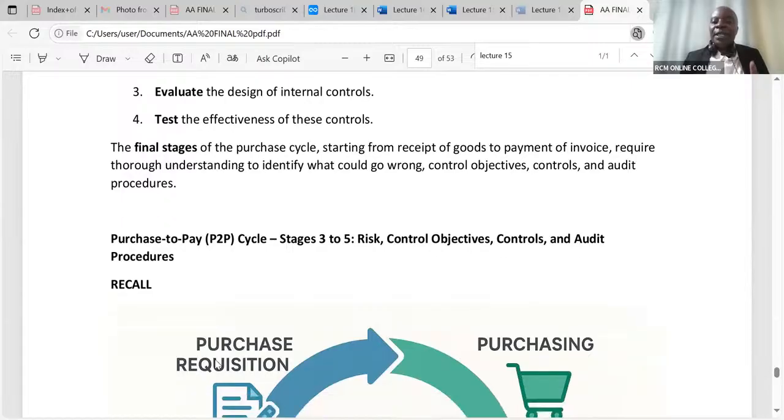Now, remember we did stages 1 and 2 in lecture number 14. So this lecture number 15, which is purchase cycle part 2, I'm going to look at stage 3 to stage 5. And specifically, I'll be looking at risks, what could go wrong, what are the control objectives, the controls, and then on the other side of the coin, I'll be bringing in an auditor who will be able to put in his audit procedures and advise the firm accordingly. So then a reminder, recall.